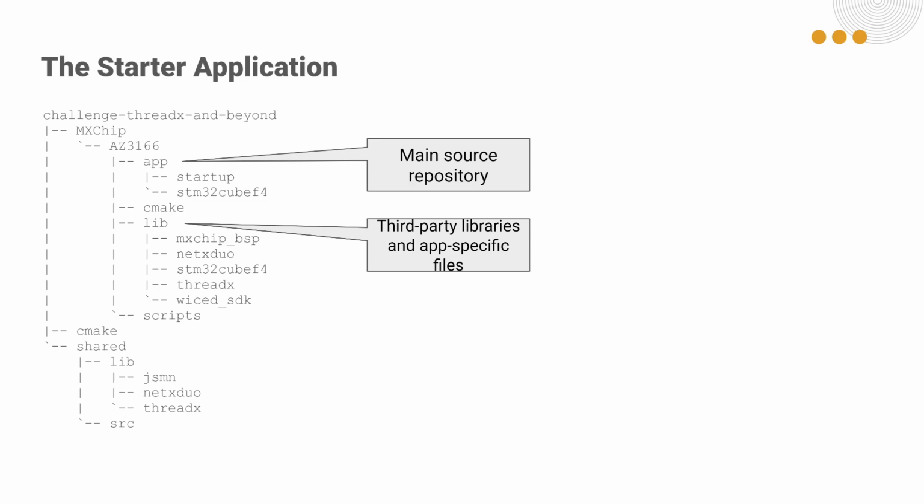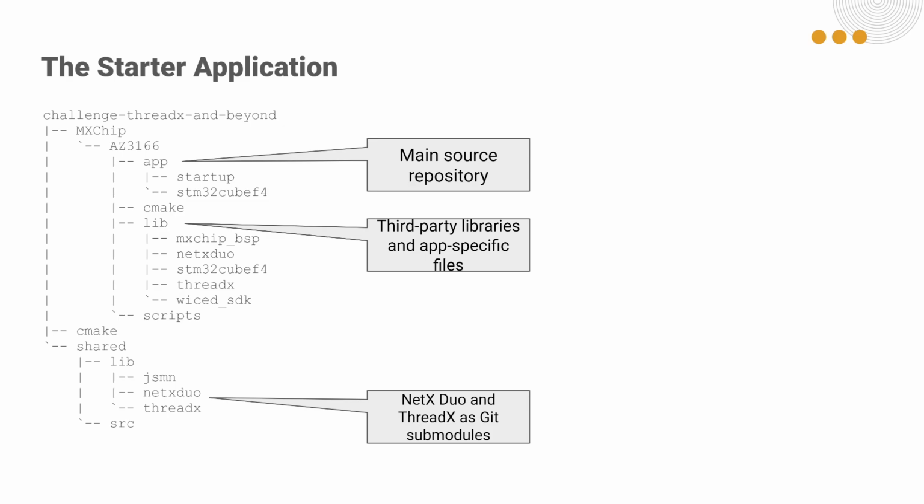For example, you will see the STM32Cube F4, which is the proper hardware abstraction layer for the microcontroller on the board. And you will have the WiCED SDK, which brings Wi-Fi support for the built-in networking chip. And then if you go under shared lib, there are a few things over there. I pre-configured a JSON parser, the JSMN library. And then NetX Duo and ThreadX are incorporated as Git submodules, so you don't need to deal with them.